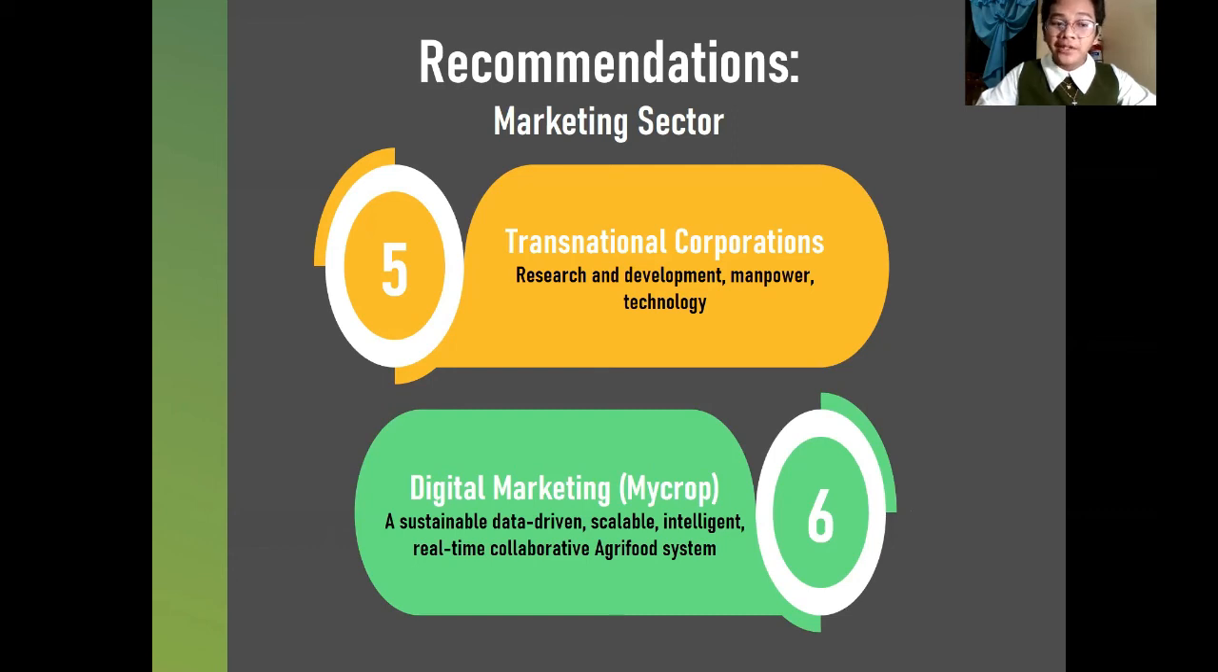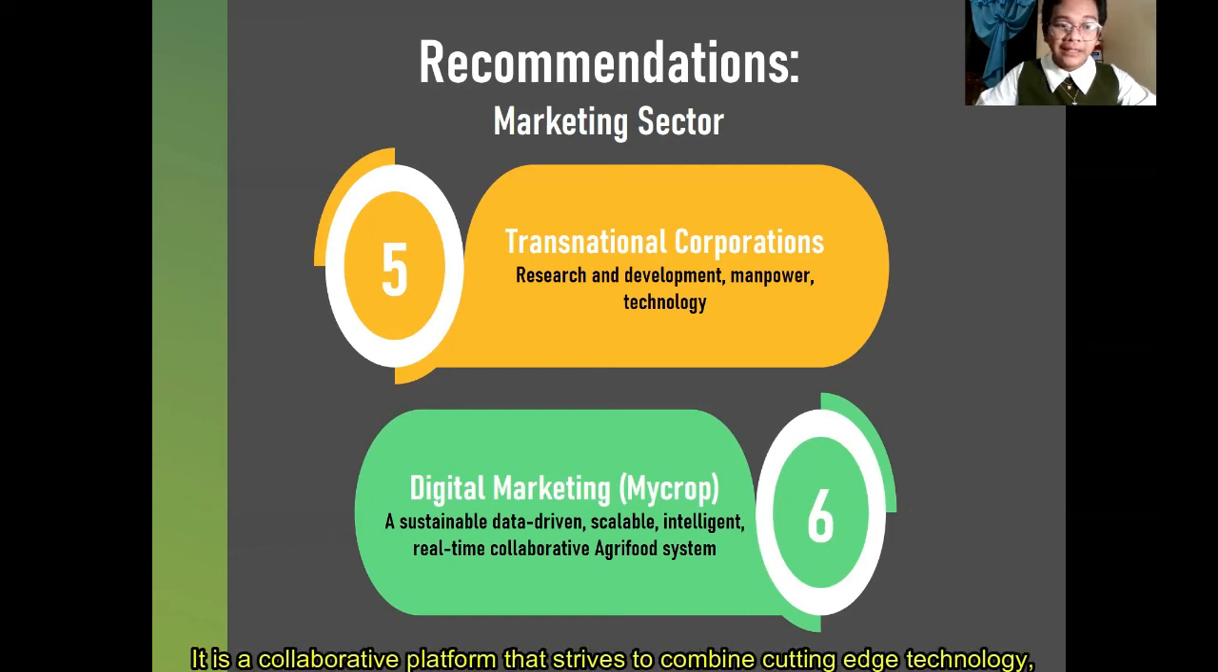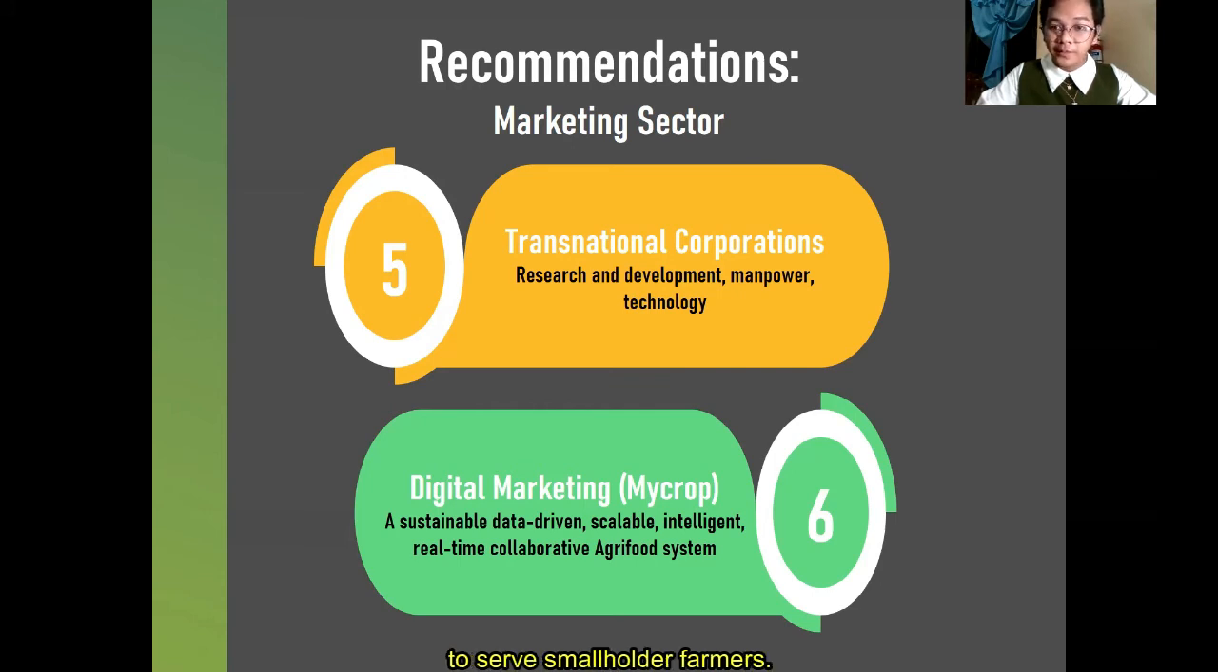So for MyCrop, MyCrop is a technology-enabled platform. It is a collaborative platform that strives to combine cutting-edge technology, innovative business models, and focused human efforts to serve smallholder farmers. Number one, it empowers farmers through delivering information, expertise, and resources. Number two, increases productivity and profitability. Number three, improves the standard of living. And lastly, facilitates farmers in taking and executing optimum decisions by providing geo-mapping, crop planning, individual farm plans, and farm automation customized for each farmer based on weather, soil, pest, and crop data on an almost real-time basis.